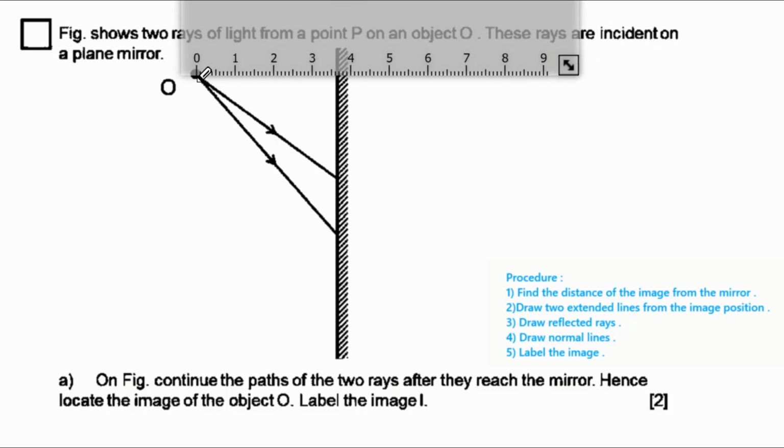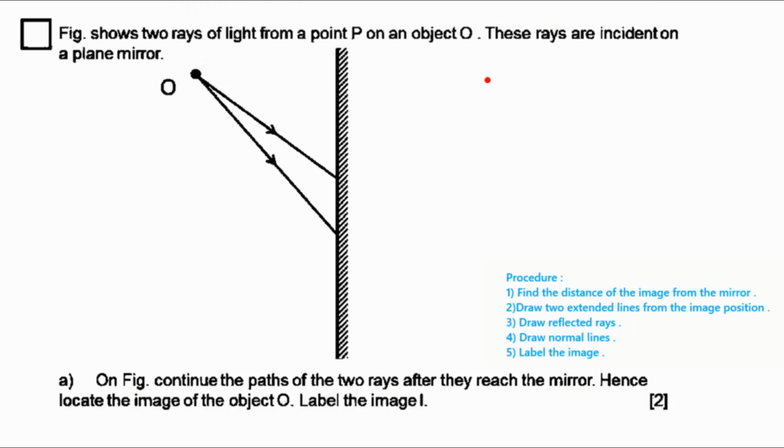You need to find the distance of the object from the mirror. You also need to find the distance of the image from the mirror. Distance of object and image from the mirror has to be the same. So you can see from here the distance of object from mirror is around 3.8 centimeters. So the total distance of object and mirror will be equal to 7.6 centimeters. So simply we can mark here 7.6 centimeters. So this is the location of the image.